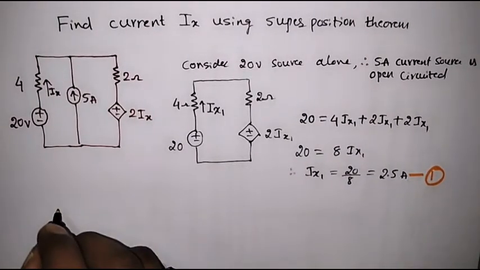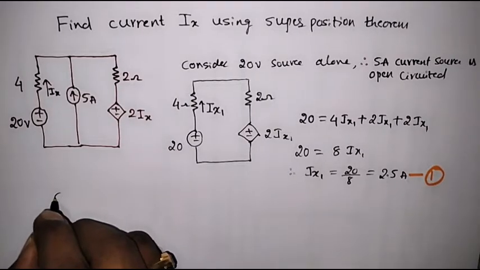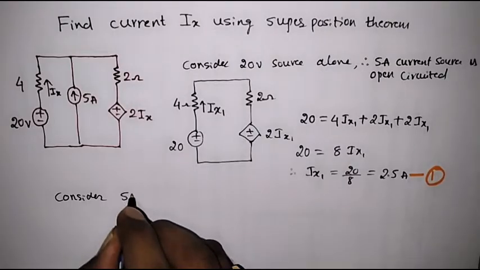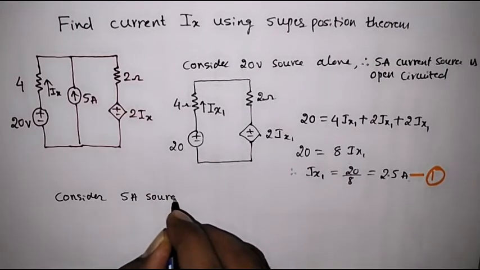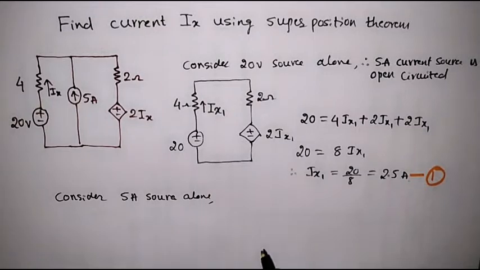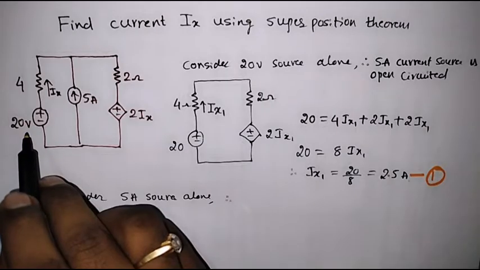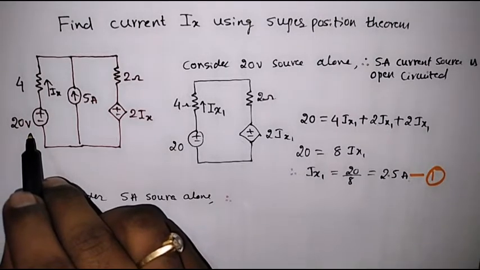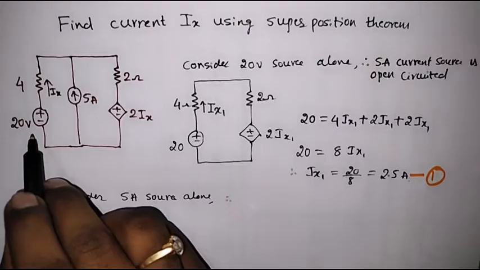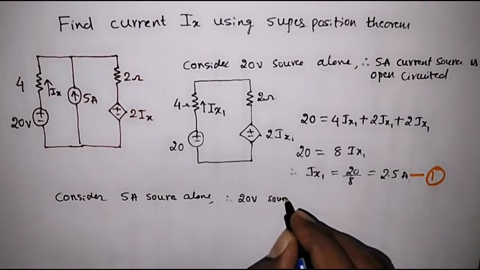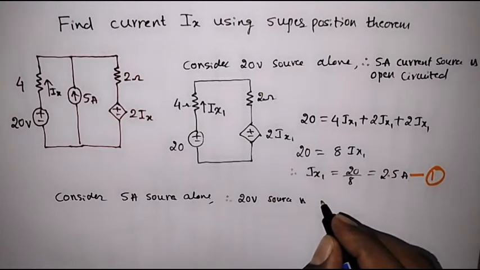So now we'll consider the 5 amp source alone. Therefore the 20 volt source will be short circuited. If there is a voltage source, it should be made 0 by short circuiting. A current source should be made 0 by open circuiting. So the 20 volt source is short circuited.